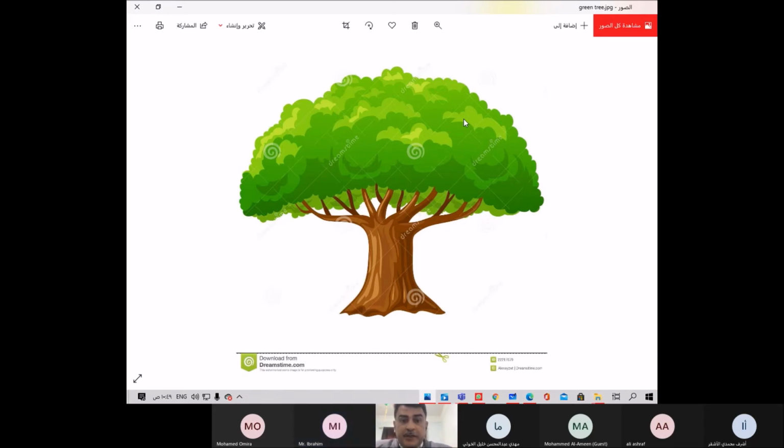Please be my learners for a few seconds. Okay, students, look at this picture. It's a green tree. Repeat, it's a green tree. Repeat, it's a green tree. Now give me something green. It is a green what? It's a green apple. Very good. What else? It's a green ball, Muhammad.